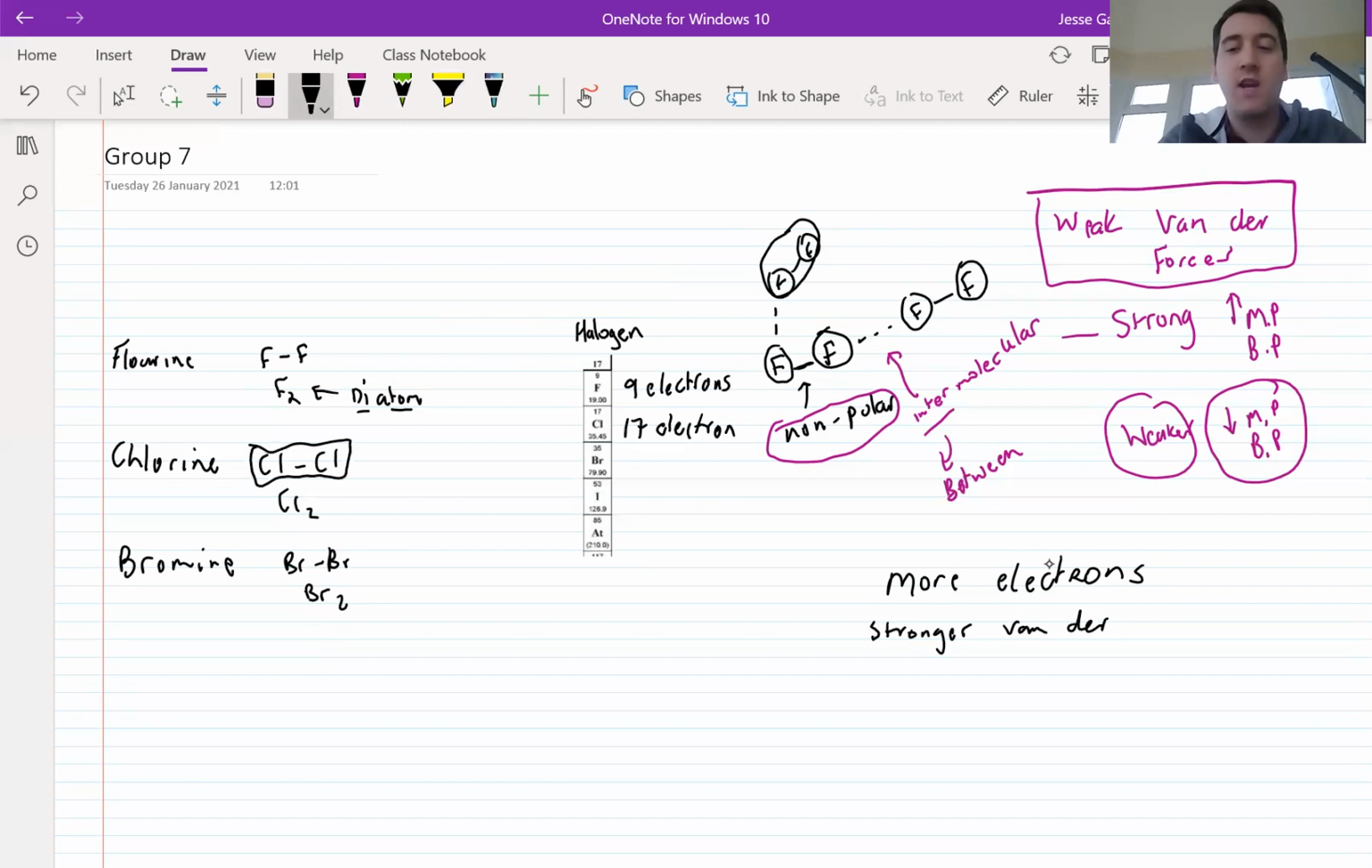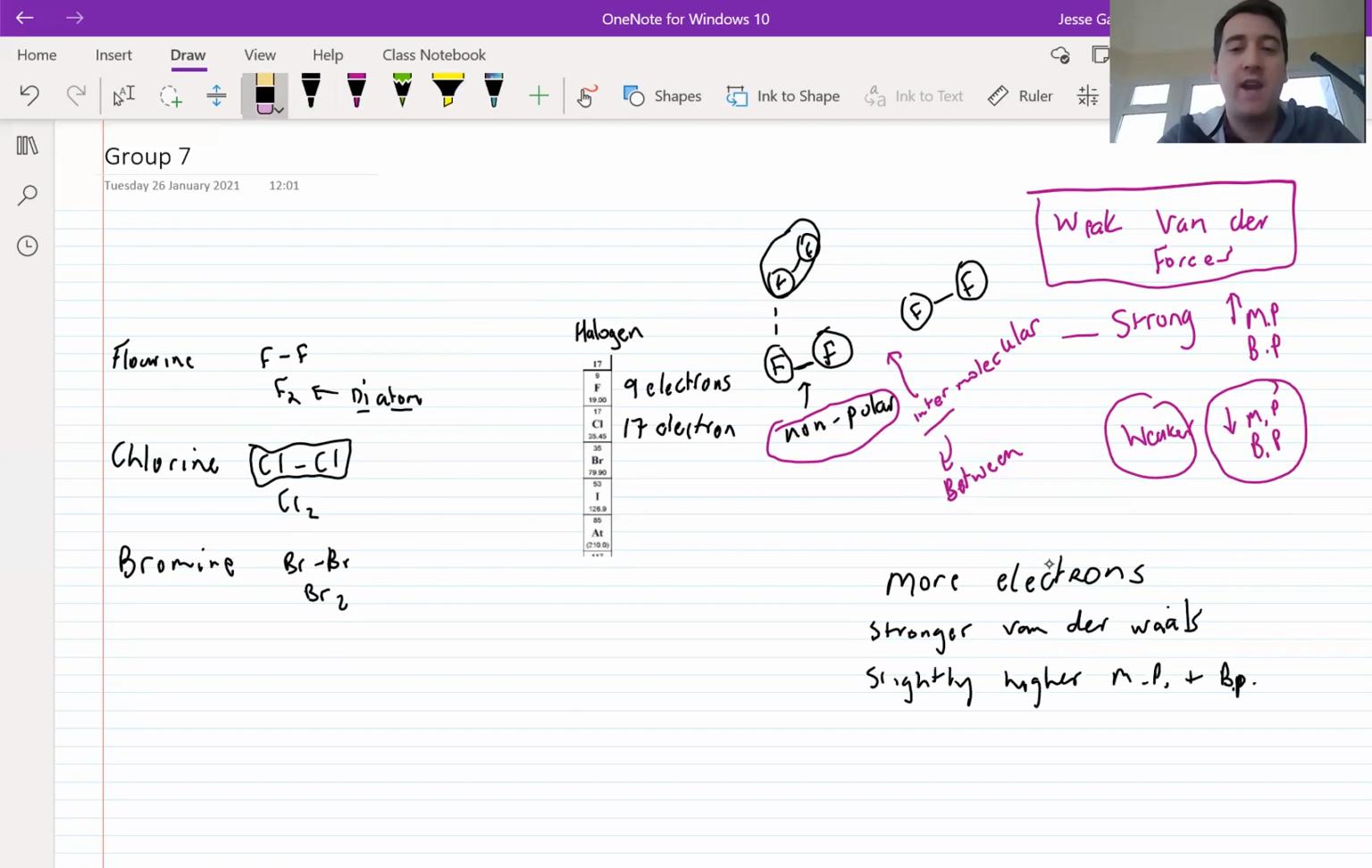And if you've got slightly stronger van der Waals forces, the result is a slightly higher melting point and boiling point, because the van der Waals forces are a little bit stronger, which makes it a little bit harder to break the forces. And if you want to boil something or to melt something, you have to break these interactions.